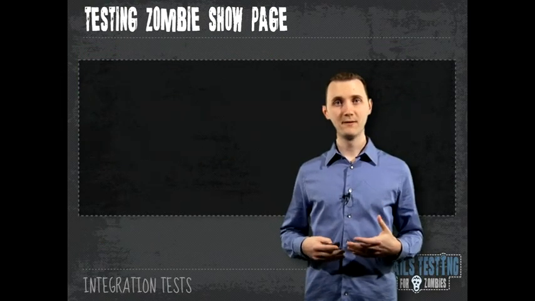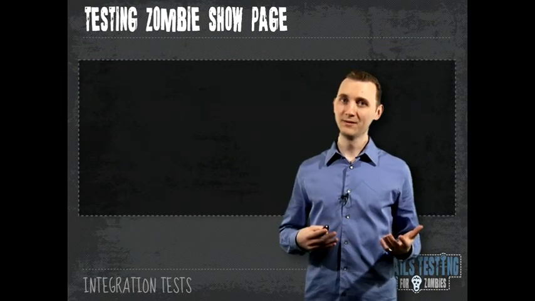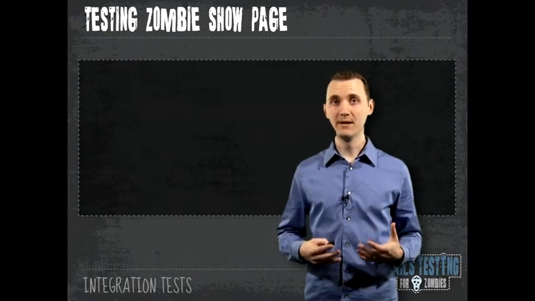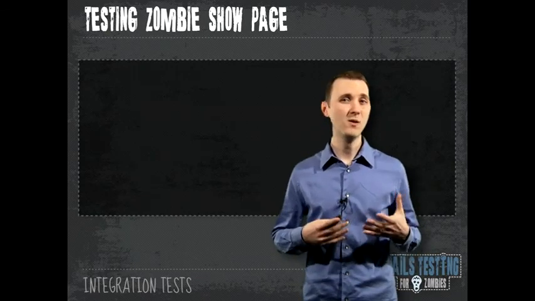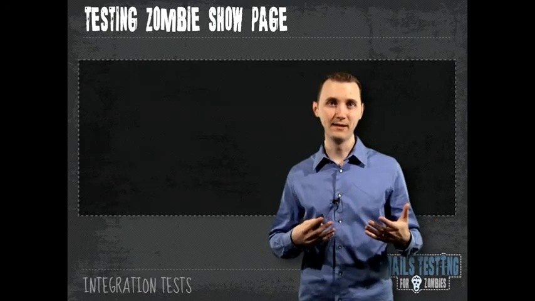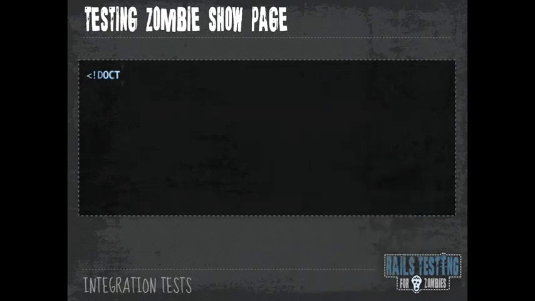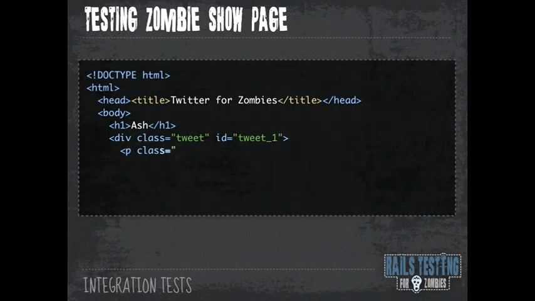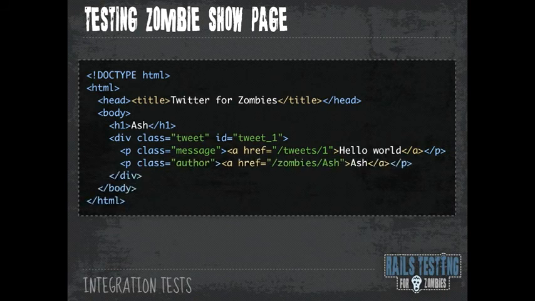So let's write our first integration test. To do so, we're probably going to have to know a little bit about the response coming back because we want to know what we're going to say is happening. So over here, you can see what the response might look like for the zombie show page. And in this case, what's important is that we're showing a page for Ash, and we're dictating that by saying in the header, the zombie's name, in this case Ash, is present.